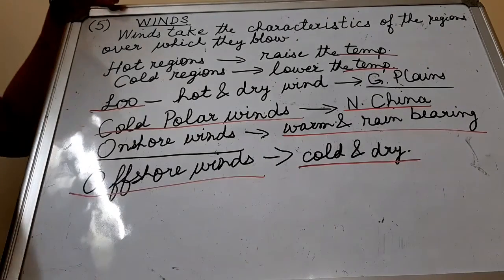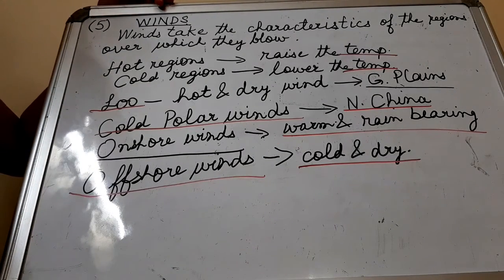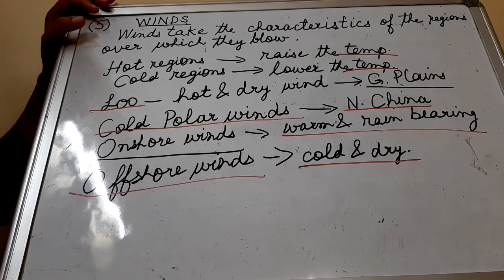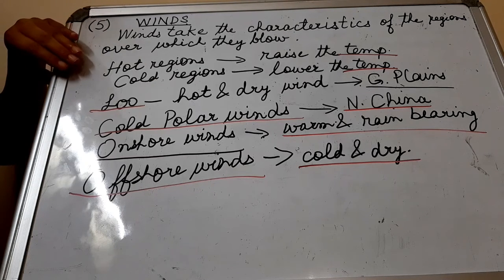The topic now is winds. This is another factor which affects the temperature. How does it affect? It's because of the property of winds to take the characteristics of the region. To explain this further, in case the winds are blowing in a hot region, the temperature of the winds will be raised and they will become warm. And wherever they blow, they will raise the temperature.